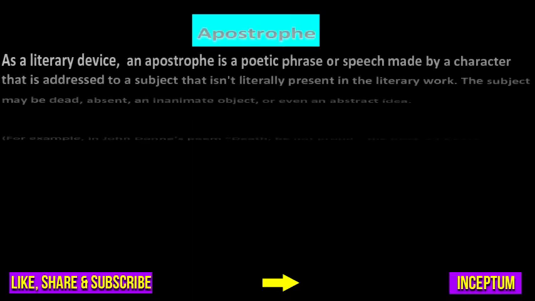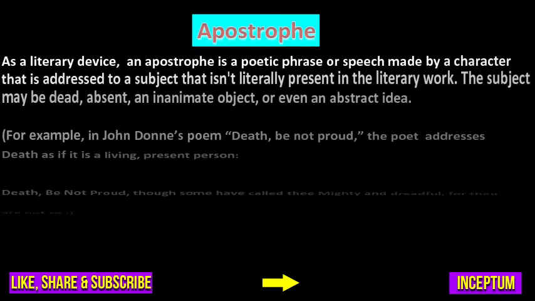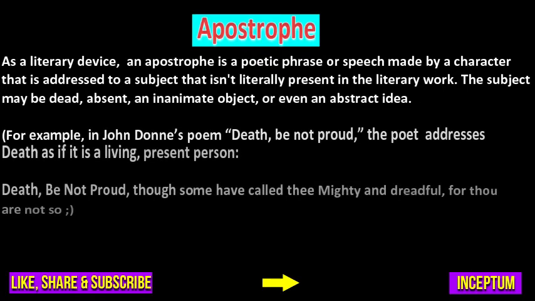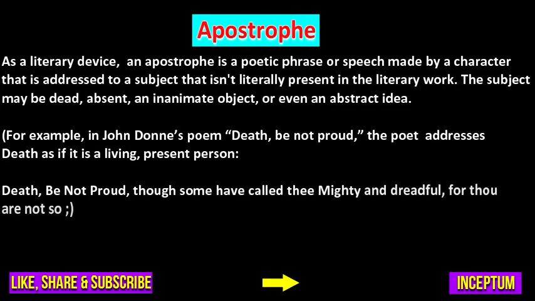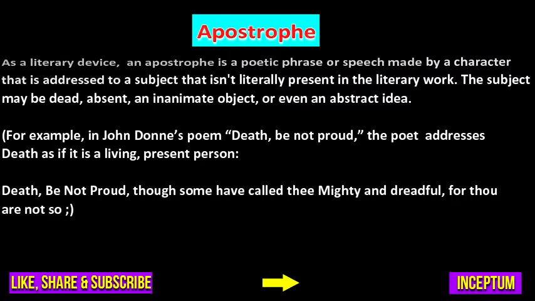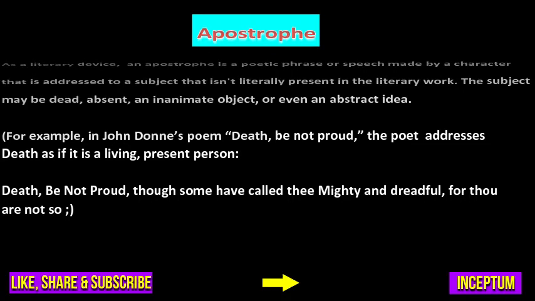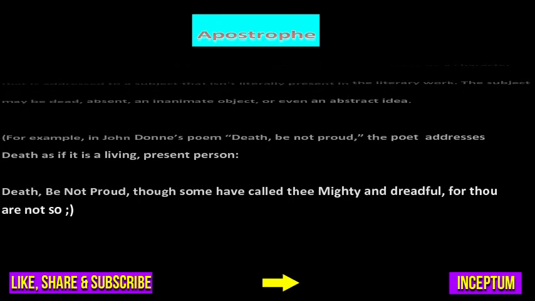Apostrophe: as a literary device, an apostrophe is a poetic phrase or speech made by a character that is addressed to a subject that is not literally present in the literary work. The subject may be dead, absent, an inanimate object, or even an abstract idea. For example, in John Donne's poem Death Be Not Proud, the poet addresses death as if it is a living present person. "Death be not proud, though some have called thee mighty and dreadful, for thou art not so."